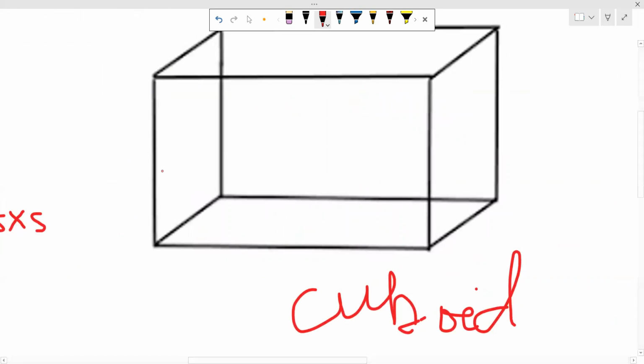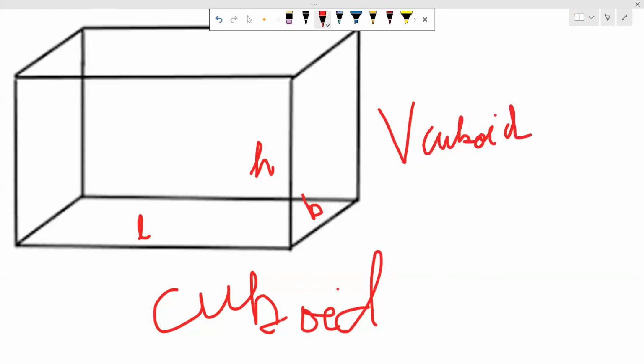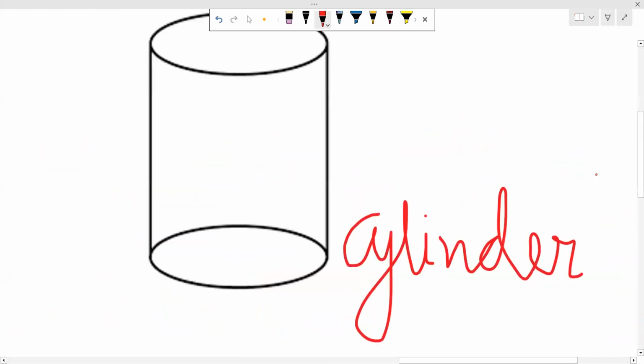Cuboid. So this is the length of the cuboid. This is your breadth, and this is the height of the cuboid. So what is the volume of the cuboid? You have to multiply the area of the rectangle, L into B, and here you also have to multiply H.